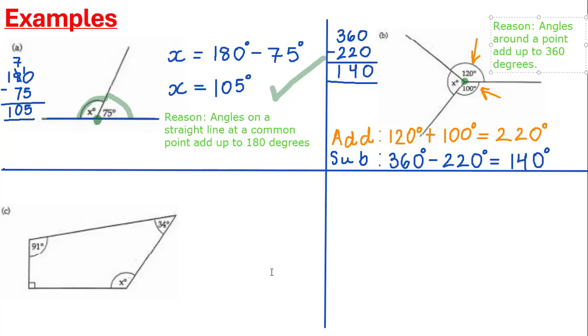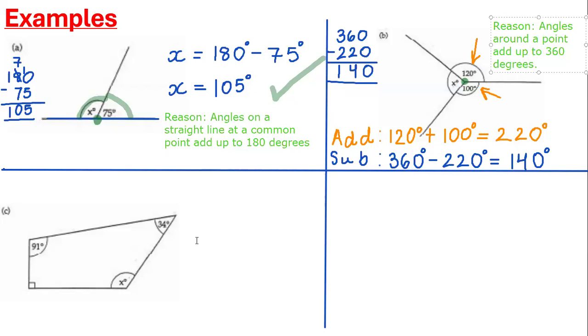Malia, do you understand how we got 140? Because angles around a point add up to 360 degrees, and we added 120 and 100, which gave us 220 degrees, and we subtract 220 from 360, which gave us 140 degrees. Very good. Excellent. Let's move on from this. We have to do the final one.